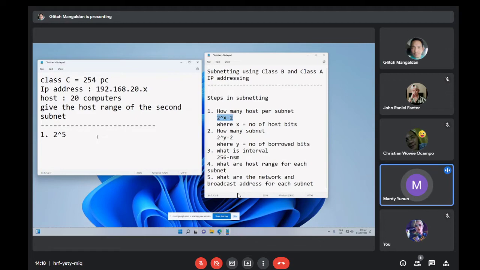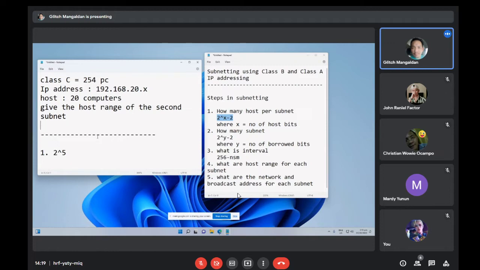Kasi po, sir, 32 po yan. Okay, so evaluate natin kung tama. Remember, ang network formula ng Class C. What is the network formula of Class C?